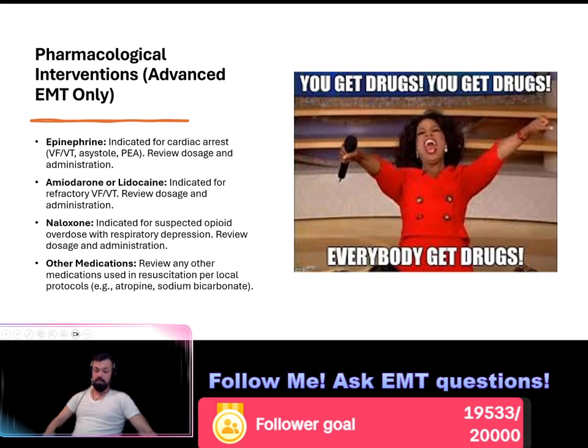Naloxone, which EMT basics and advanced EMTs can provide, otherwise known as Narcan for the trade name, is an amazing drug. Imagine it only works for opioids, though. Only works for opioids. If you try to give it to a patient that's not on an opioid overdose, it will not work. Okay, opioids only.